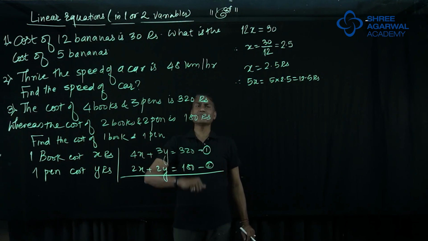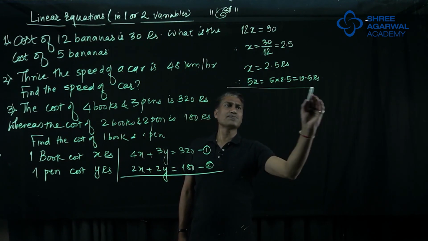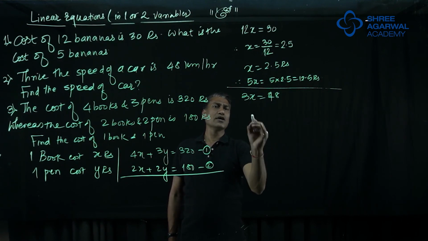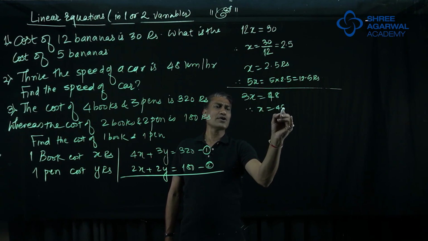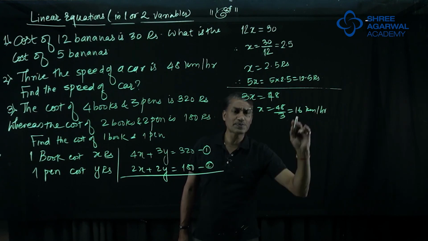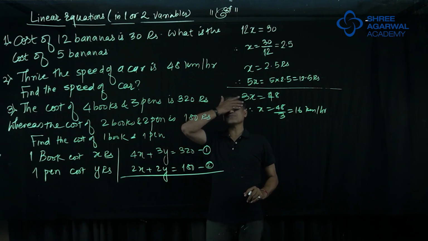If you talk about the speed of a car, it is so simple. Thrice the speed of car is 48 kilometers per hour. Therefore, x is equal to 48 upon 3, which is 16 kilometers per hour. Therefore, the speed of car is 16 kilometers per hour.